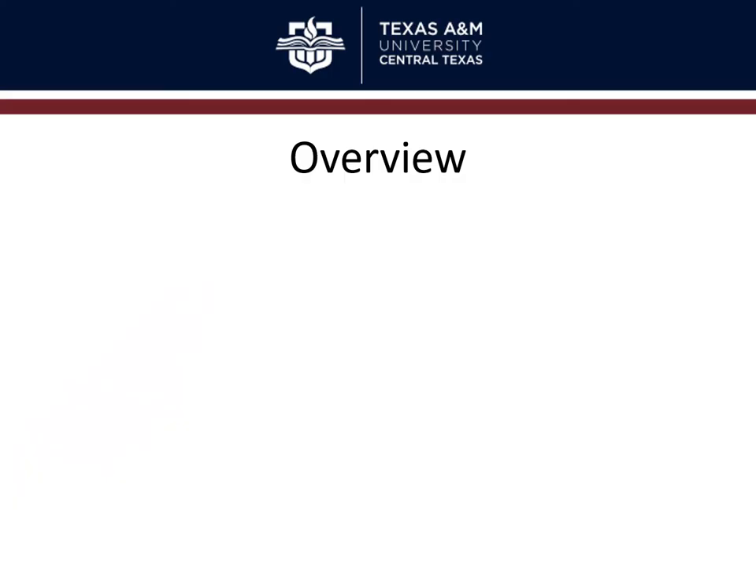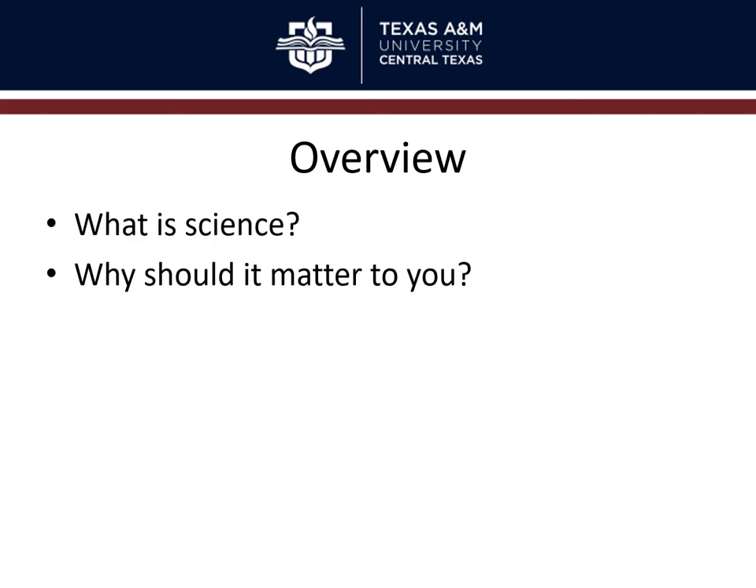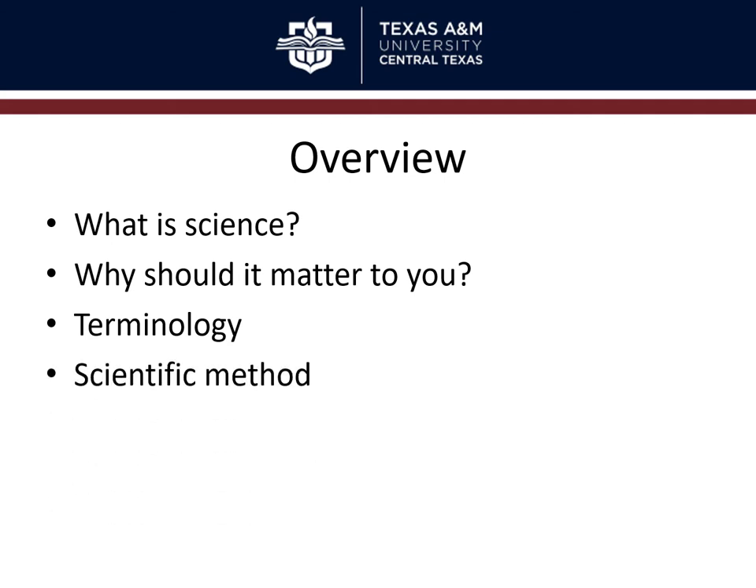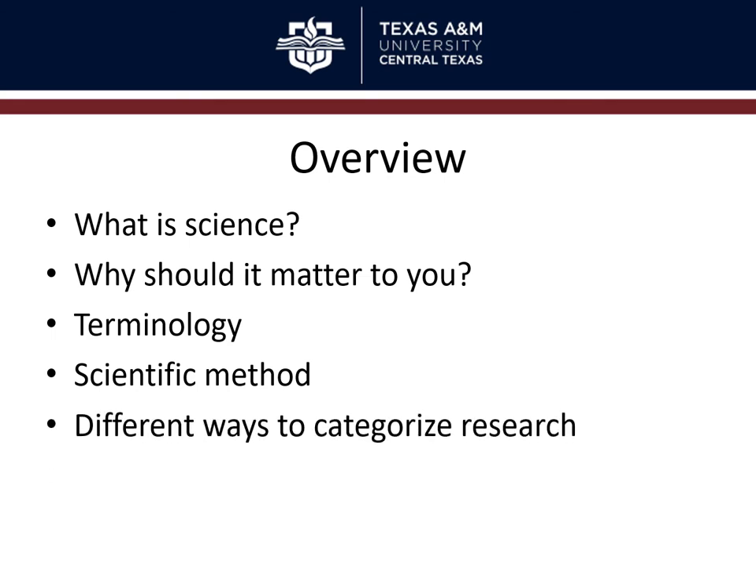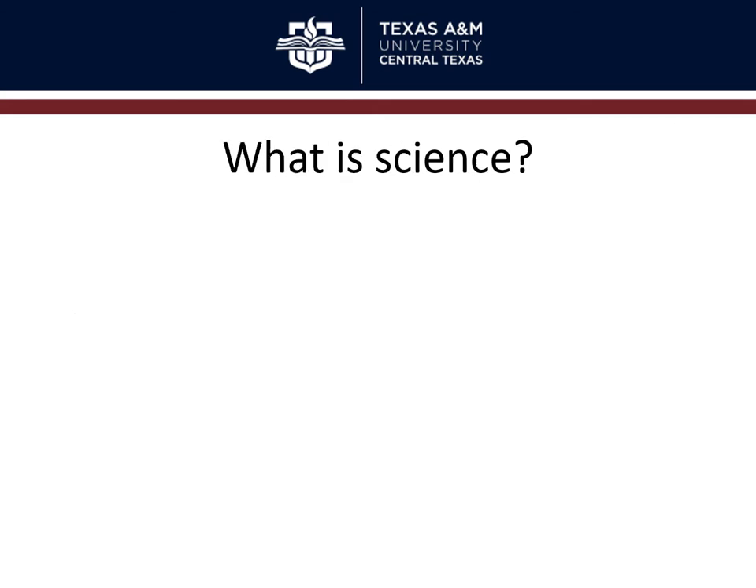Okay, so a quick overview of what we'll talk about today. A little about what is science, what are its characteristics, what are its assumptions, why it should matter to you to learn any of this stuff. A quick review of some basic terminology we'll be using. Run through the fundamentals of the scientific method. Look at some different ways that research is categorized, different types of research, and then talk briefly about choosing a research design for your research proposal.